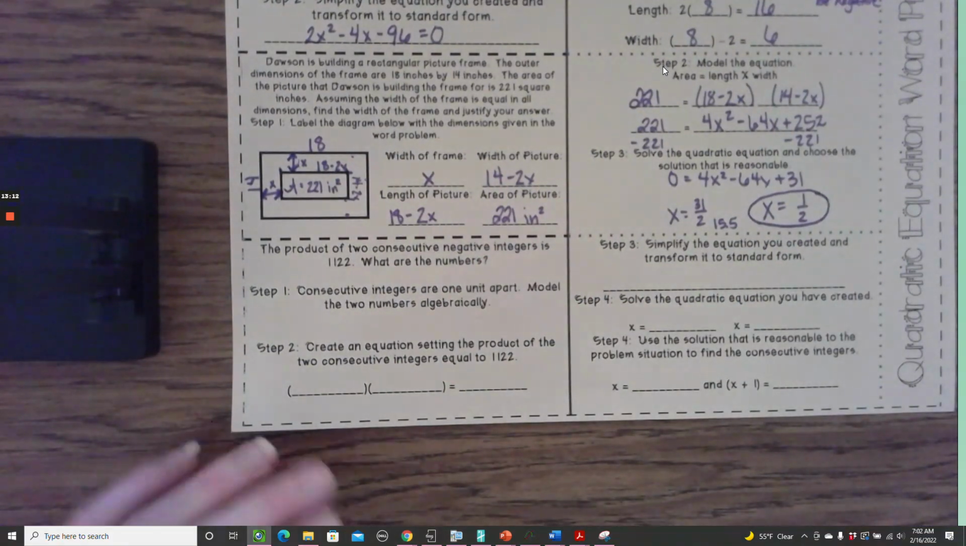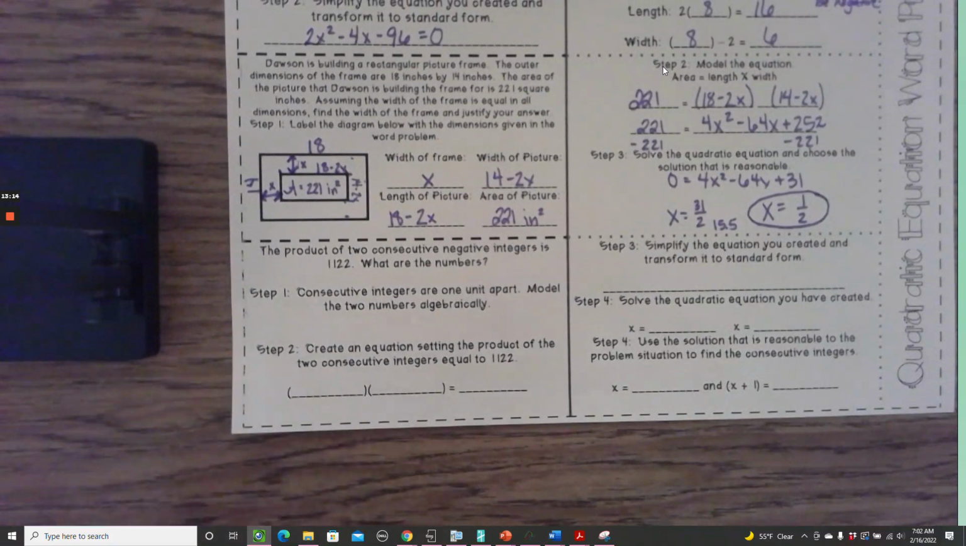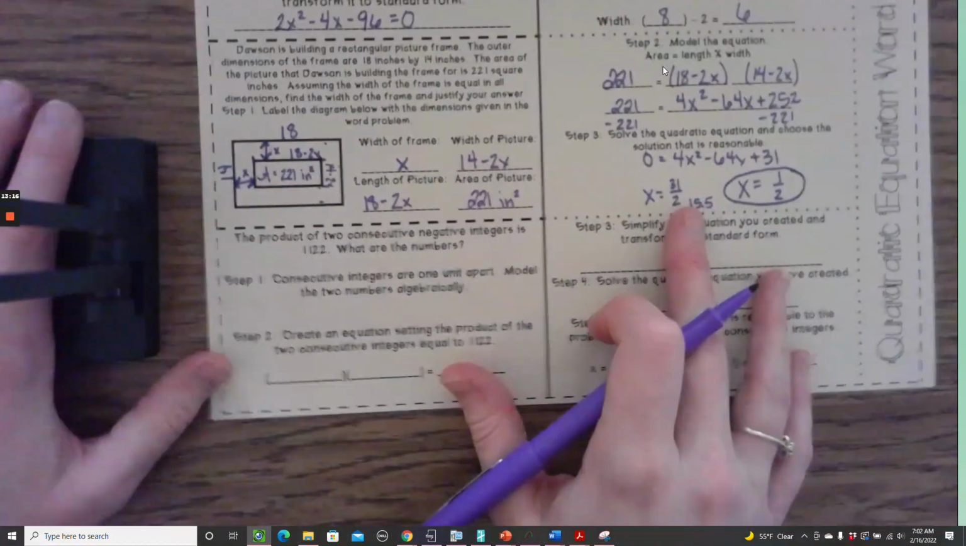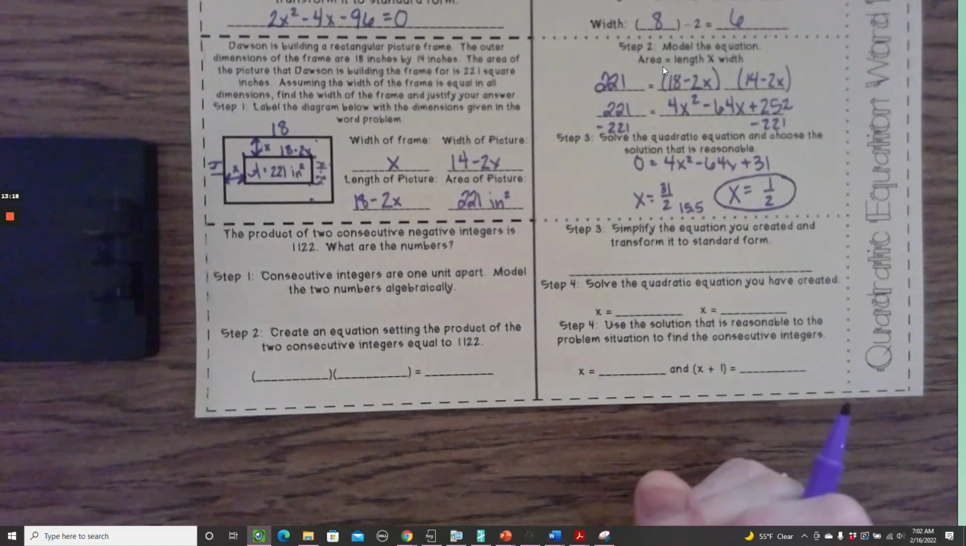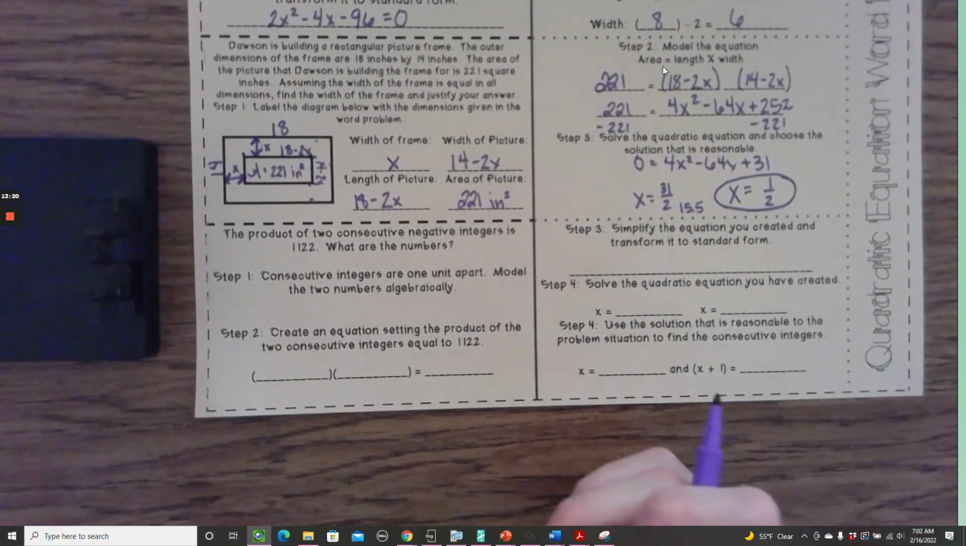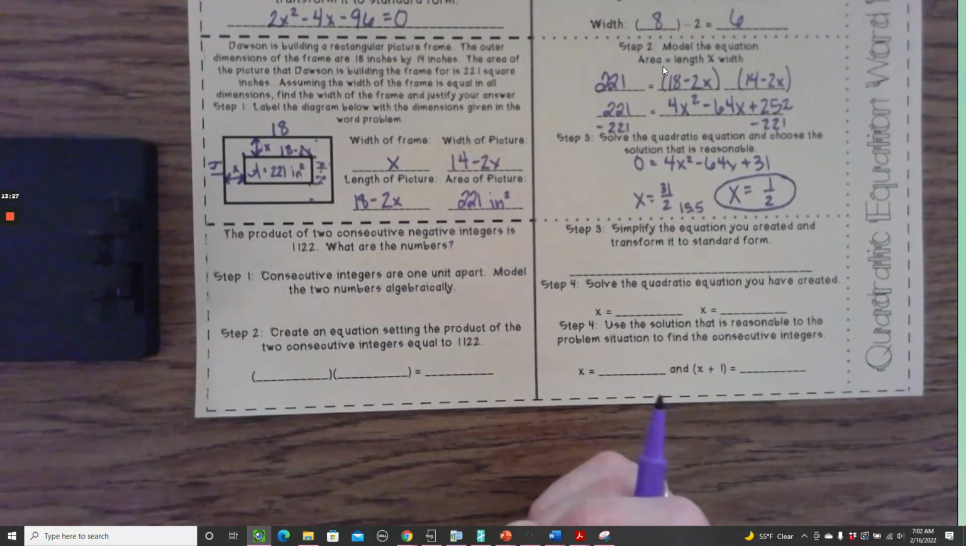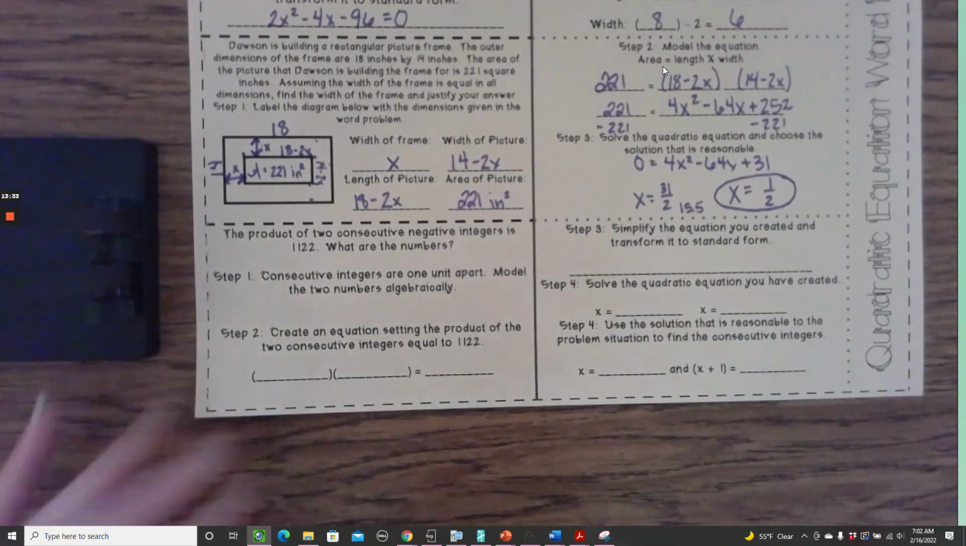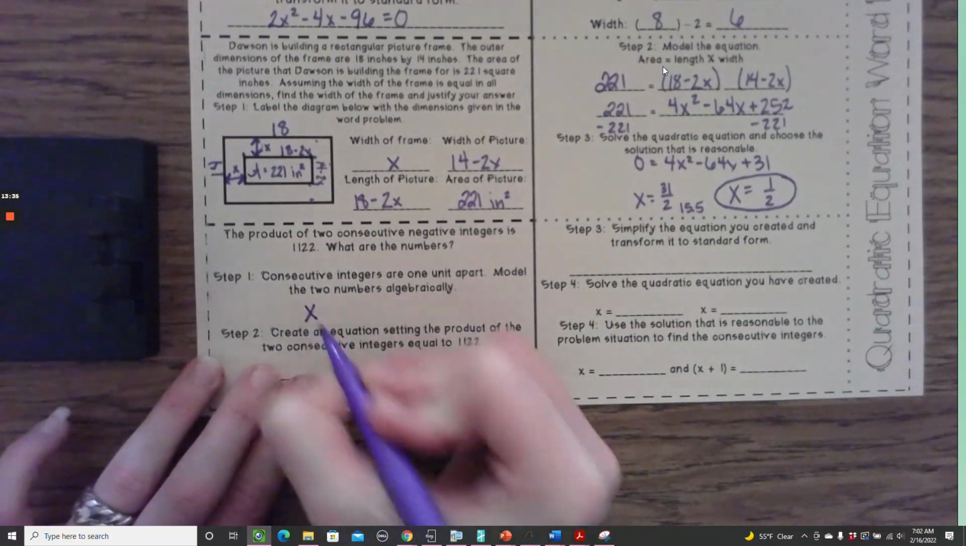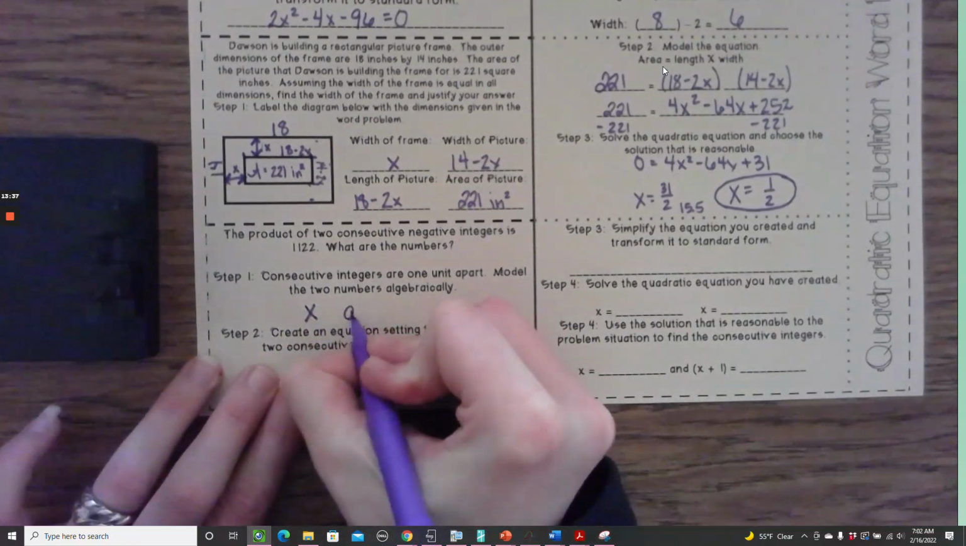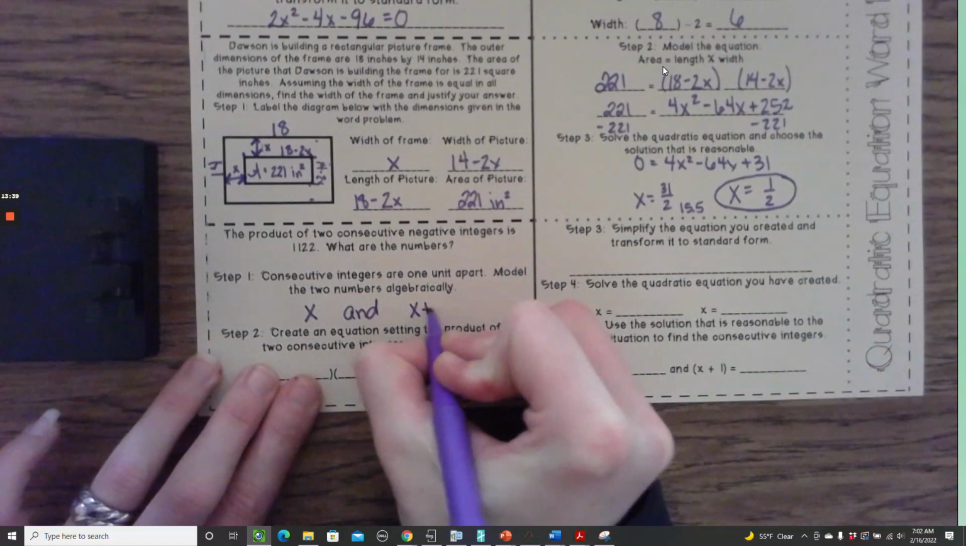All right, our last type of problem involves consecutive numbers. And these questions come up occasionally, but it's good to know how to work them. So the product of two consecutive negative integers is 1,122. What are the numbers? So step one, consecutive integers are 1 unit apart. So we're going to model those two numbers. If my first number is x, my next number has to be x plus 1.